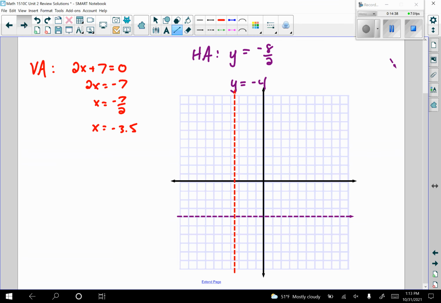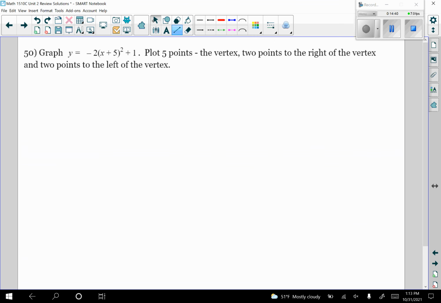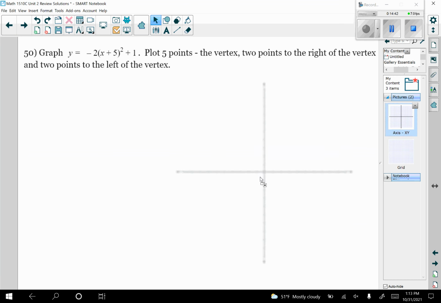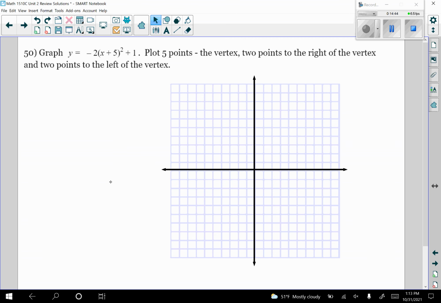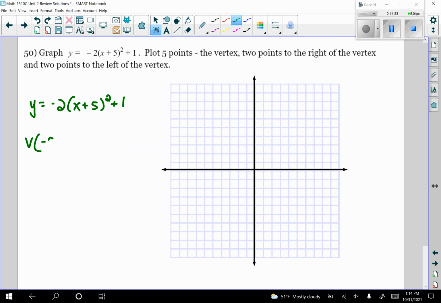All right, then our last question, again, another parabola to graph, quadratic. It's in vertex form, so we have y equals -2 times the quantity x plus 5 squared plus 1. Our vertex is -5, 1. a is -2, so our parabola opens down. So let's plot the vertex here at -5, 1. It's going to open down, so we can make some values here for a table.